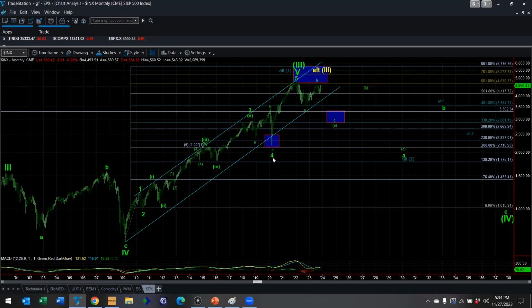Because when you deal with these types of large-degree corrections, there's a lot of societal pain that will come with it. When we look back at the fourth wave of one lesser degree, when we topped at the tech bubble in 2000, and it took us 9 years to get that fourth wave of a lesser degree, this is going to be a fourth wave of a higher degree.